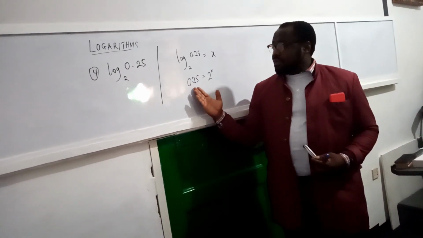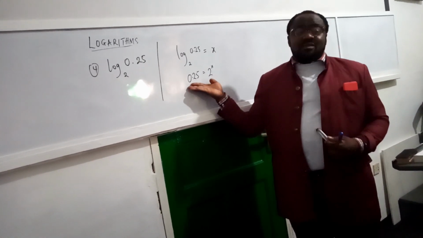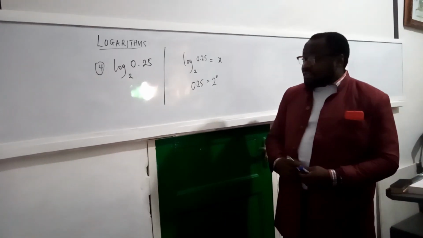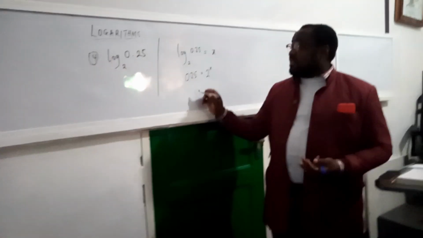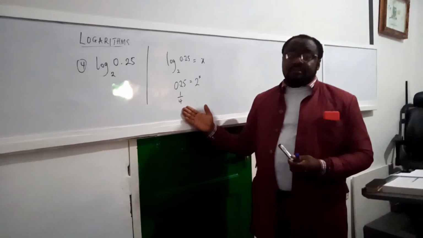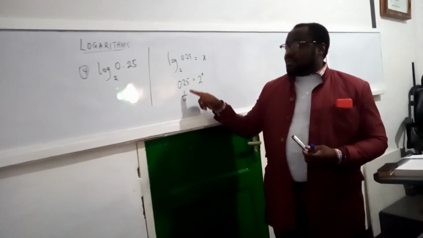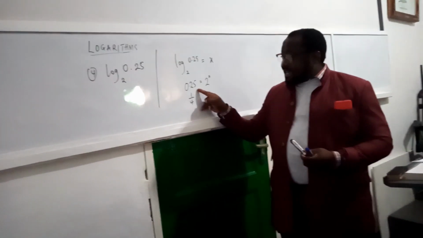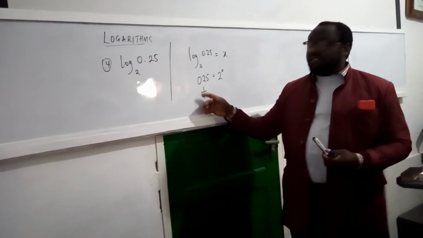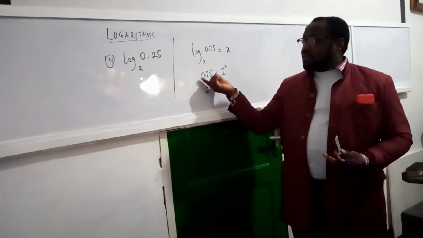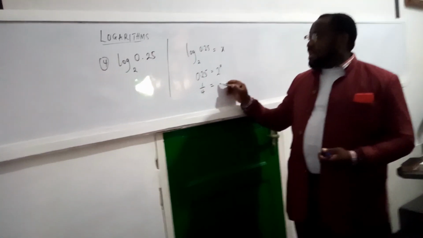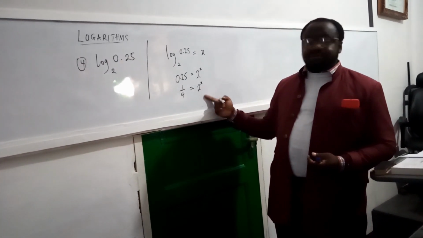So now, how do we handle a situation like this? 0.25. Now, we know that 0.25, and if you don't know, you have to know that 0.25 is the same as 1 over 4. You have to know this. 0.5 is 1 over 2. 0.25 is 1 over 4. You should know this. So you can express a decimal in fraction form. In mathematics, sometimes you should know how to express a decimal in fraction form. So if I have this, I know that this is that.